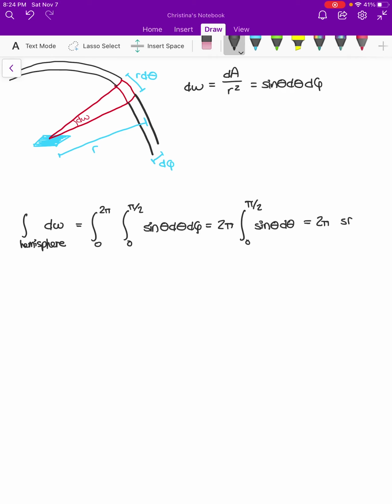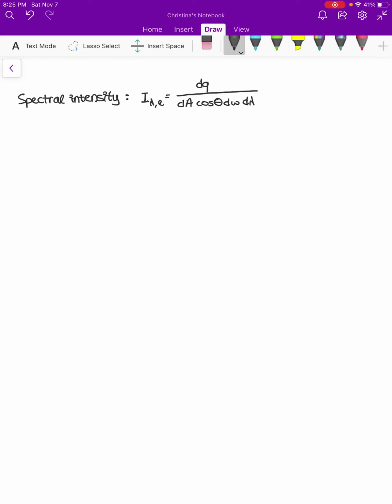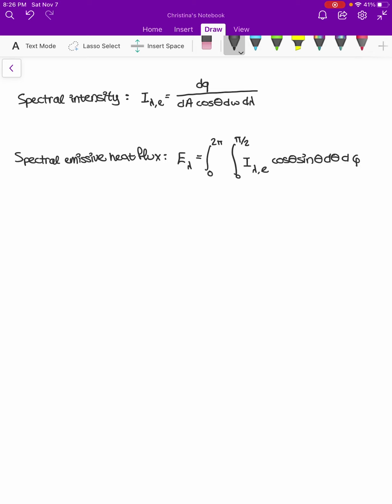The spectral intensity is the rate at which radiant energy is emitted at a given wavelength lambda in a given direction. This equation is per unit area of the emitting surface normal to the given direction, per unit solid angle about the given direction, and per unit wavelength. Similarly, the spectral emissive heat flux is the following equation. Note that the spectral emissive heat flux is based on the actual area, while the spectral intensity is based on the projected area.